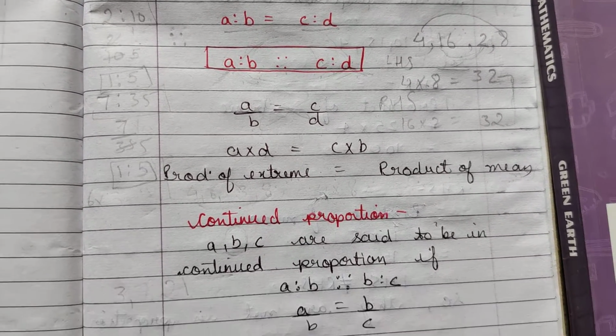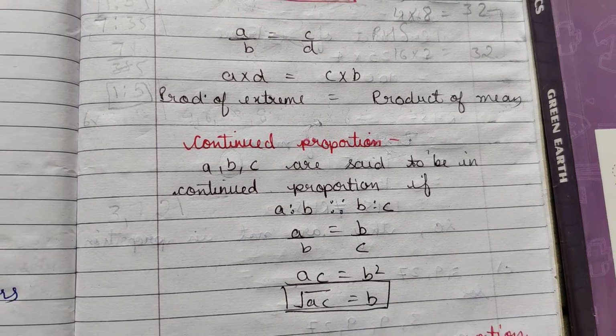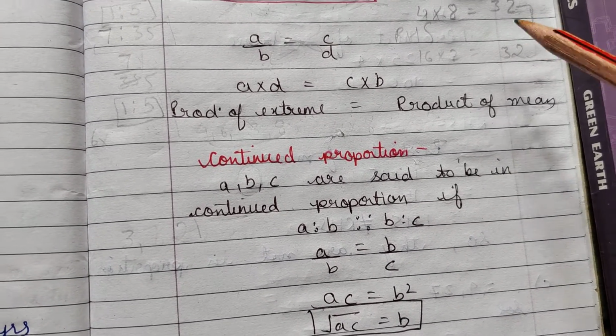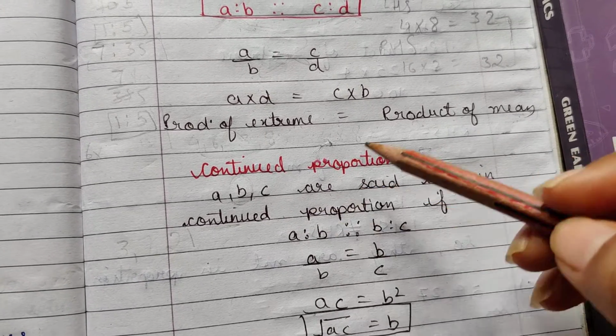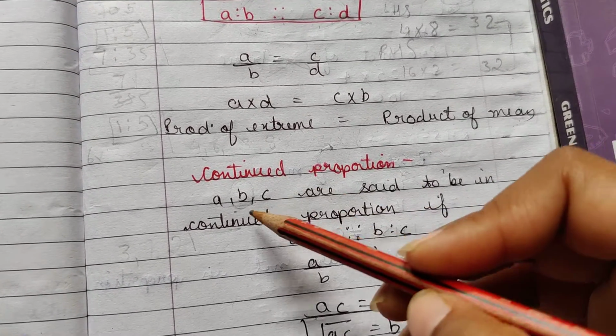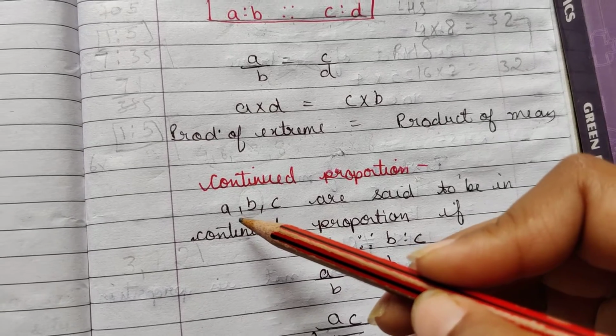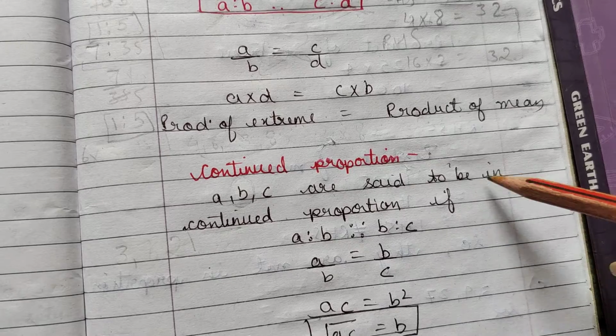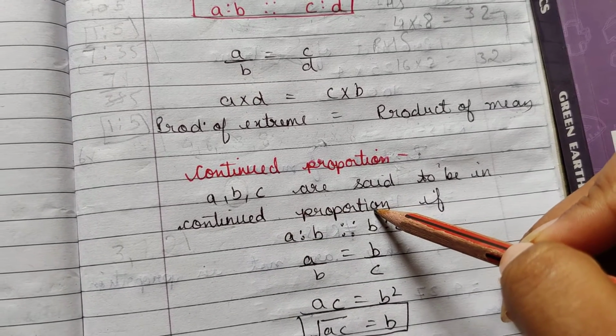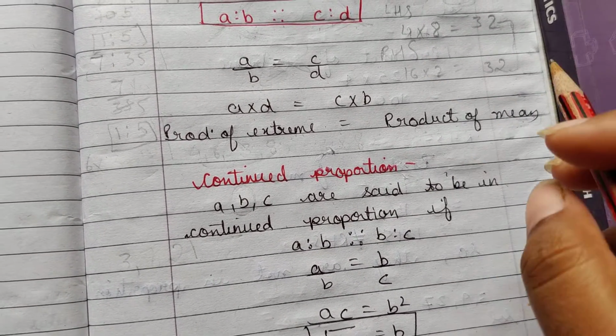Alright, now next topic is continued proportion. For proportion you need at least 4 numbers, but sometimes 3 numbers are said to be in proportion. Okay, only 3 numbers are given and suppose those 3 numbers are a, b, c. So a, b, c are said to be in continued proportion.